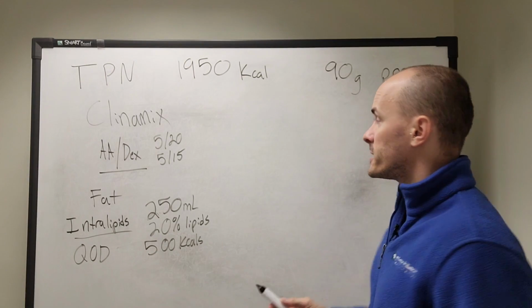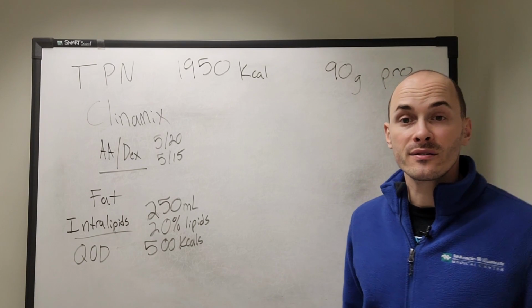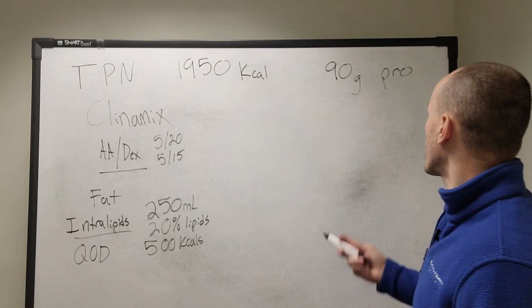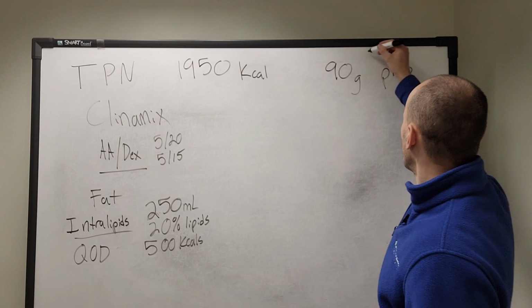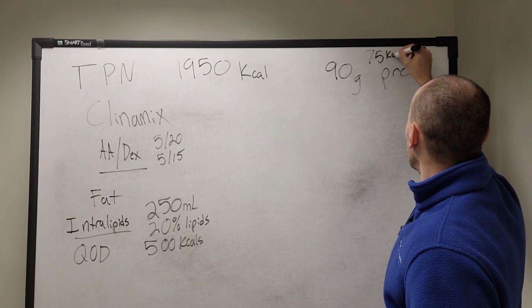So here our hypothetical patient needs 1950 calories and 90 grams of protein. Let's say they weigh 75 kilograms.